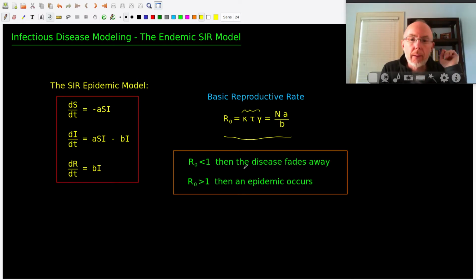If R0 is bigger than 1, then there's going to be an epidemic. The number of infections will rise, at least in the short term. And in the homework, you'll see what the maximum number of infected people would be. So let's look at the phase diagram for these again briefly.